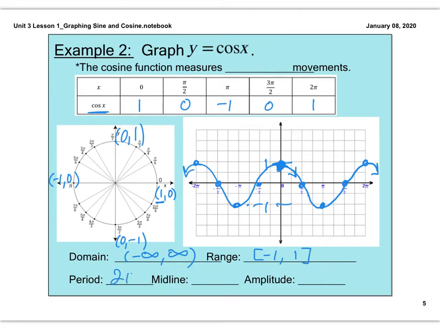The period is 2 pi. Between 0 and 2 pi, it's all new stuff. But then when you get to 2 pi, it's going to start repeating again. The midline is still at y equals 0. Half of the graph is above that line and half is below that line. So y equals 0 is the midline, and the amplitude is still 1. From the midline to the max is one unit, like from here to here, and from the midline to the min is also 1 unit. The cosine measures the x values, or in other words, the horizontal movements.